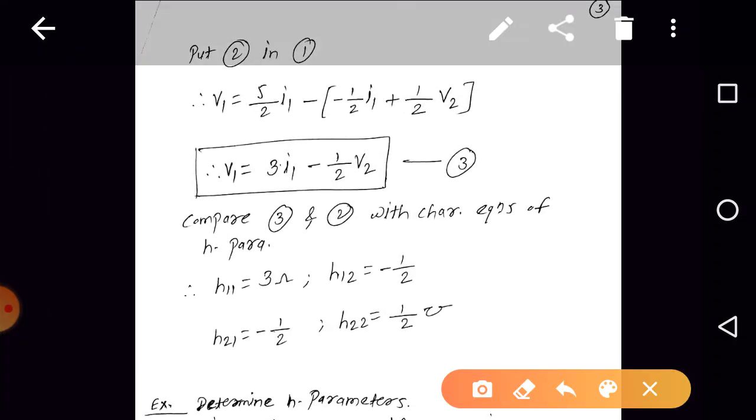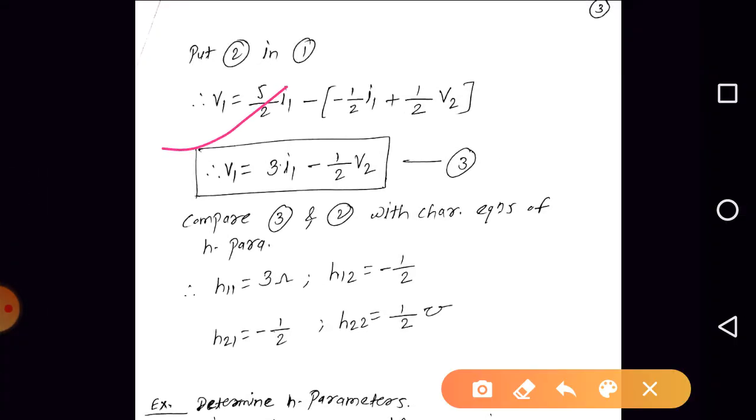So from this we can get V1, right? And ultimately the final expression is V1 is equal to 3 I1 minus 1 by 2 V2, right? So by comparing it with the characteristic equations of the h parameters, we can get H11 is 3 ohm, H12 is, sorry, minus 1 by 2, right? And similarly the remaining 2.